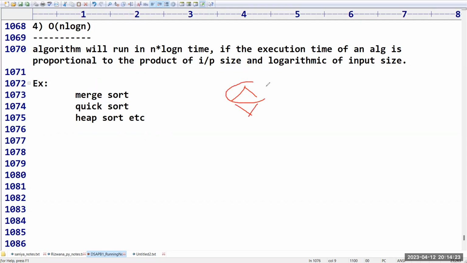What is P, sir? Sir, what is P, sir? P, sir. Please listen to the class, sir. Input size.